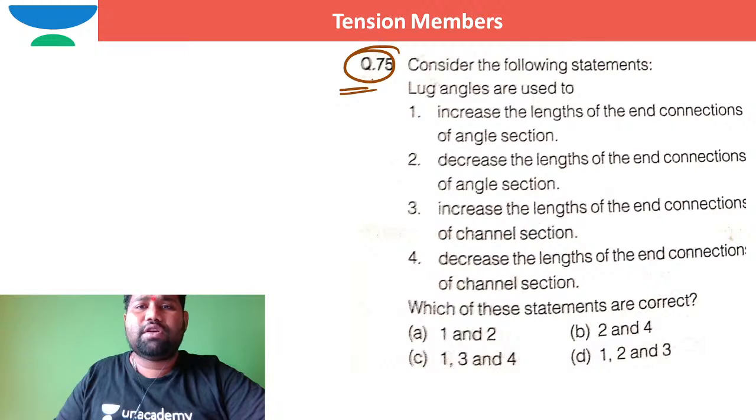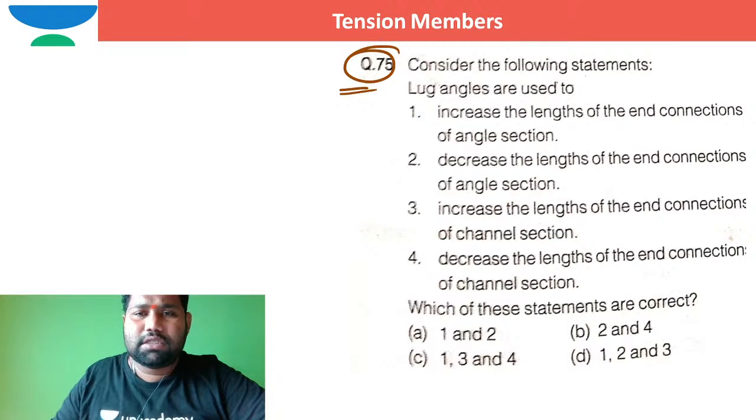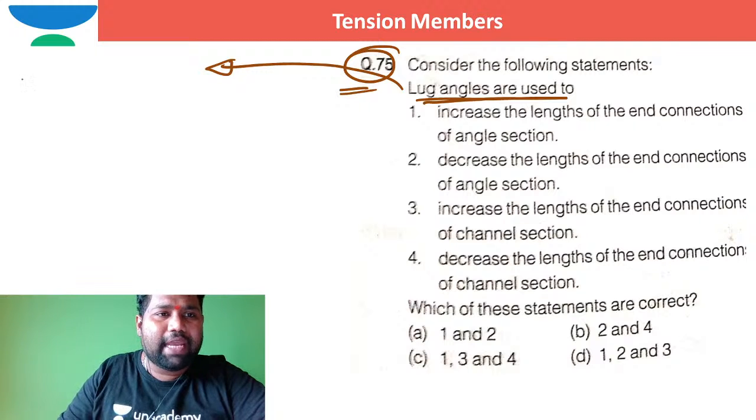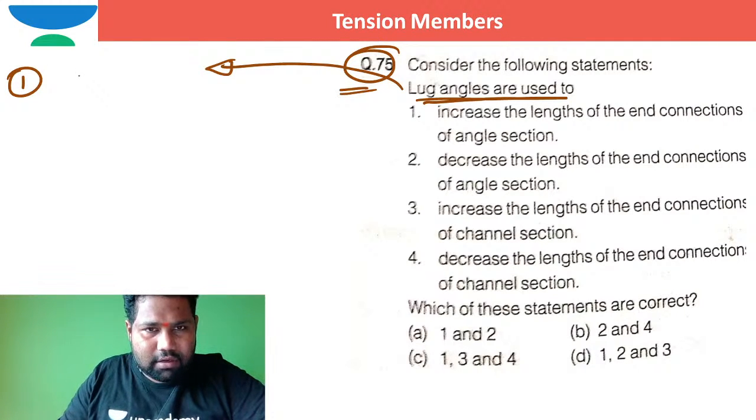If you see this next question, consider the following statements. So use the following statements which are below. Lug angles are used. For what are lug angles used? So why are the lug angles used? I hope first of all the main intention behind this lug angle is to accommodate more number of rivets, so that the size of the gusset plate can be reduced.